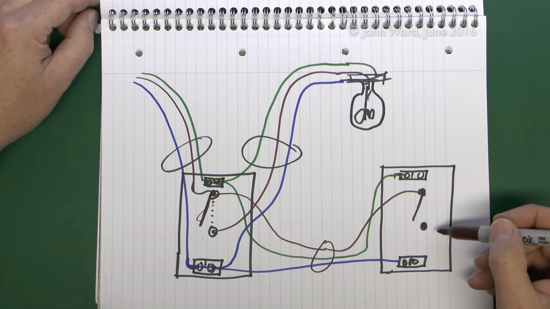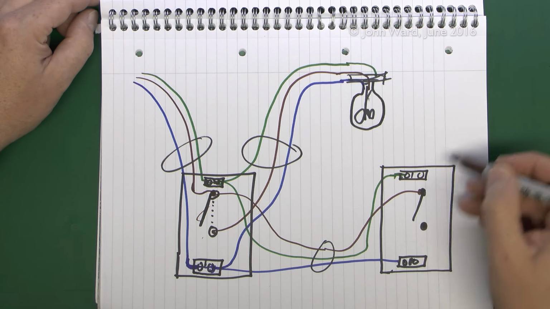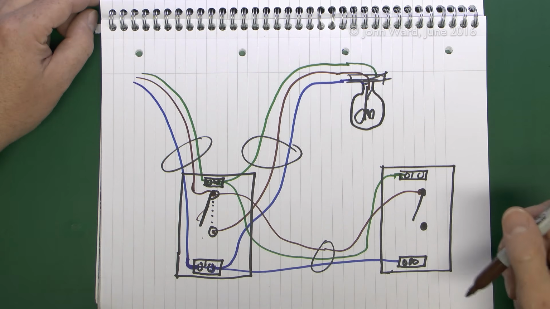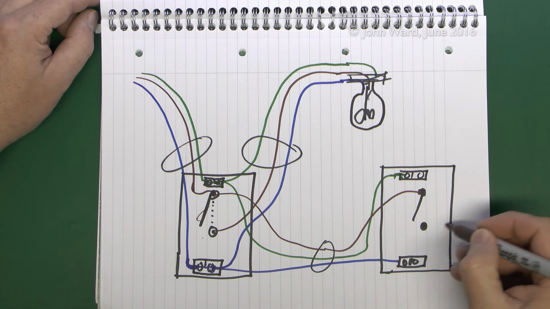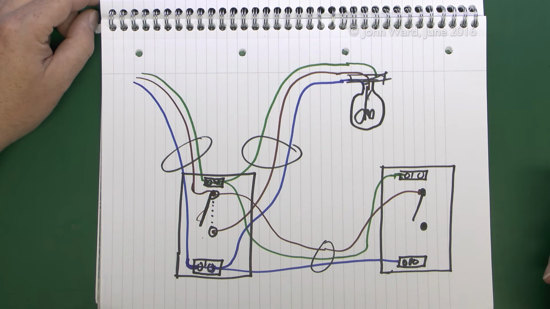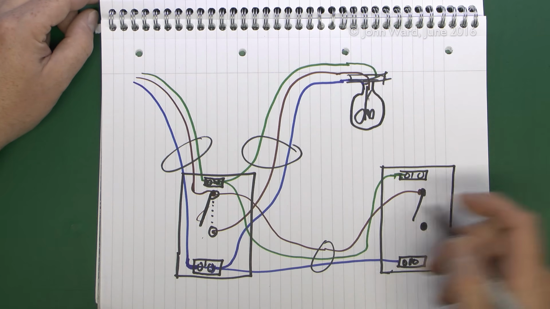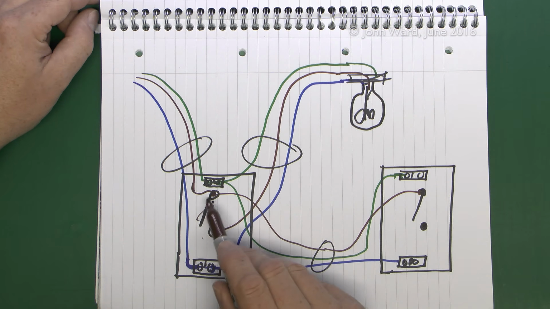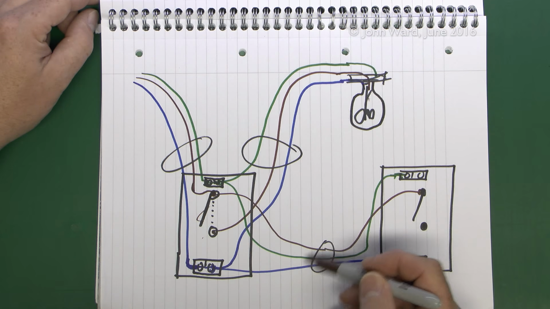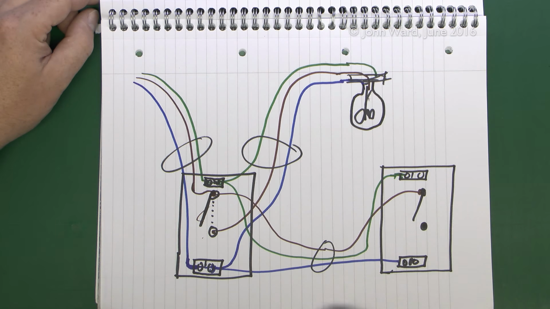And again, the same thing would apply at this end. You'd have the earth and neutral going directly to your light in that room, and then the switched line would come out of the switch point here. And just as with the ceiling rows, it's essential to get the cables correctly identified, because if you connect these up incorrectly, then the system's not going to work.